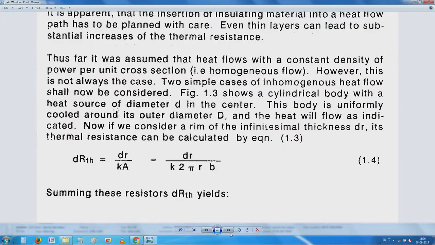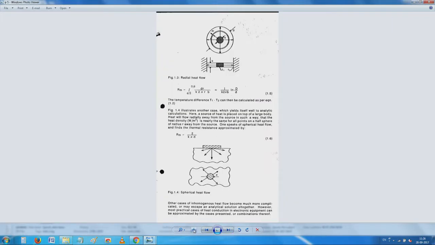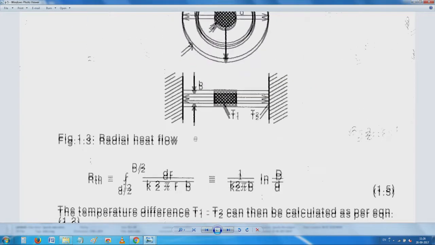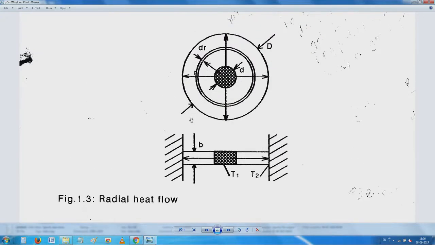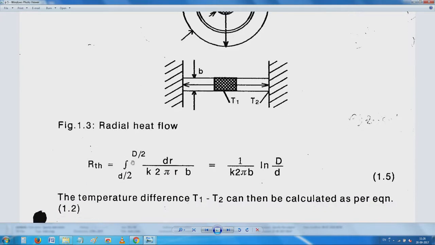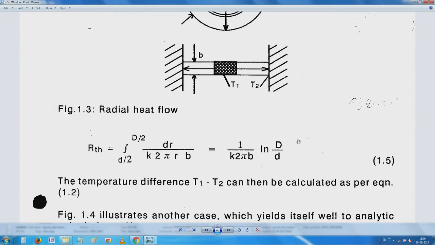Now, the next picture shows, in the case of a radial heat flow, you will notice that the area is continuously increasing. We know small d, and if you know small d and this thickness b, d into b is the area. As it goes out, you can have a definite integral from the internal radius to the external radius, and by integrating the whole thing we end up with a beautiful expression which can readily be used.